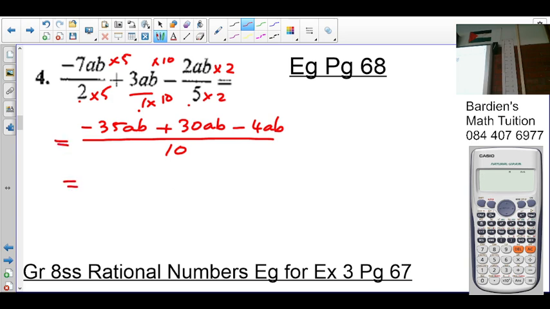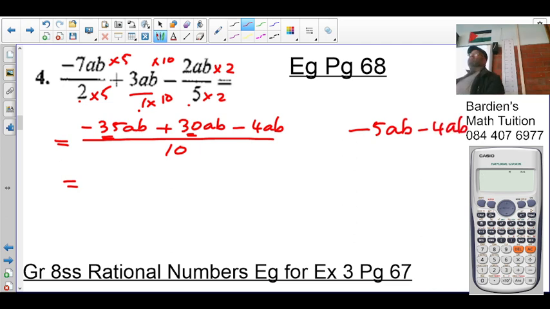Okay. Between 35 and 30, which one is greater? 35. So between those two, the number is going to be negative. So what's 35 minus 30? 5. So negative 35ab plus 30ab is negative 5ab. Not so? Minus 4ab. The signs are the same. So the ultimate answer is going to be negative. And then I add the numbers. When the signs are the same, I add. When it's different, I subtract. So 5 plus 4 is 9. So this is going to be 9.